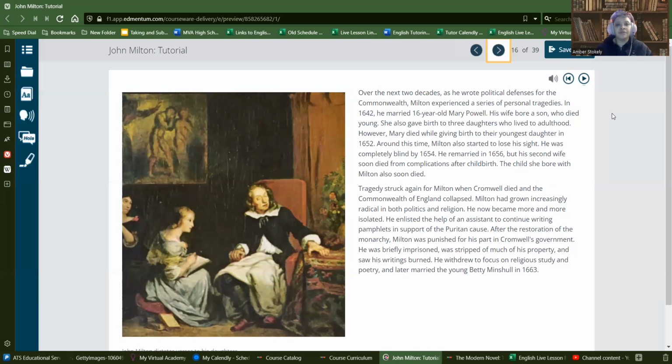But in terms of Cromwell, what he did and how that worked out, his faith was a little broken about that. He was punished a little bit for his part in Cromwell's government, but mostly he was just imprisoned for a brief period of time. So they sent him to jail for a short time, and they took a lot of his property and his money. And some of the more radical people burned some of his pro-Cromwell writings. But for the most part, he escaped with his life. He wasn't executed or anything like that.